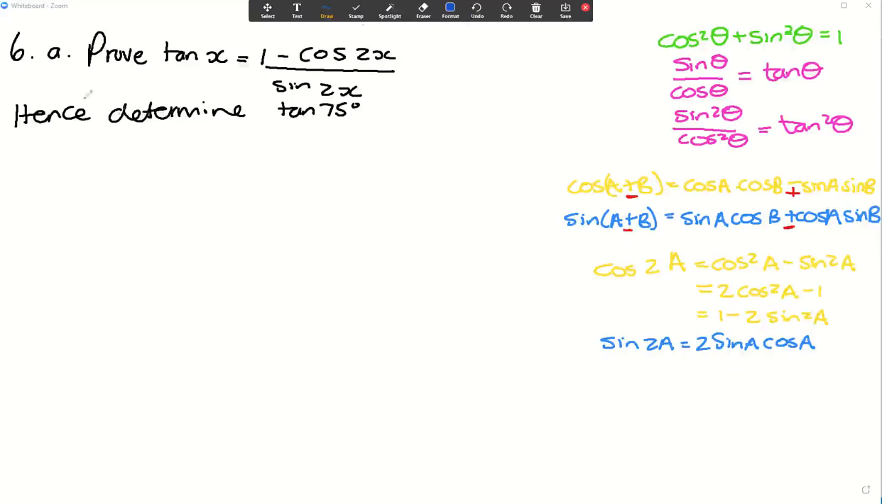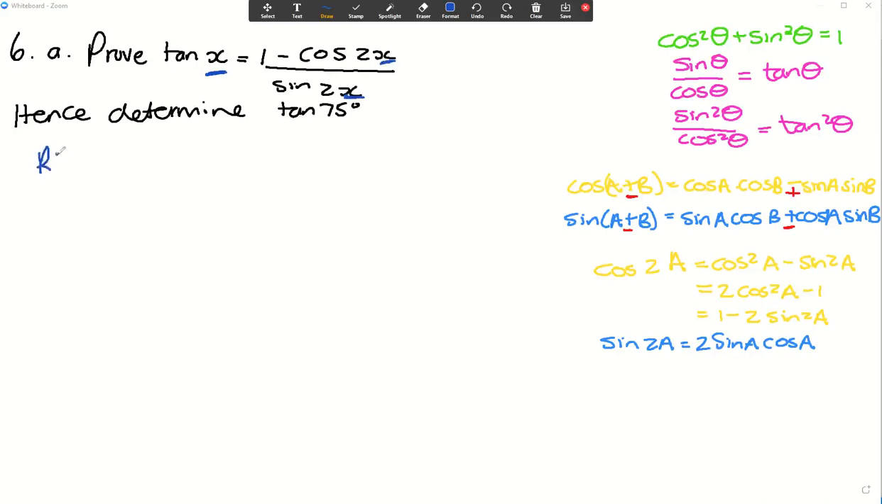Now, what ends up happening is you've been asked to prove a ratio, you've proved that ratio, and if you haven't proved that ratio in a test, you skip the second part of that question. Don't do that. It now asks you to hence determine tan 75. All it's asking you to do is wherever there was an x, you're going to put a 75 degrees.